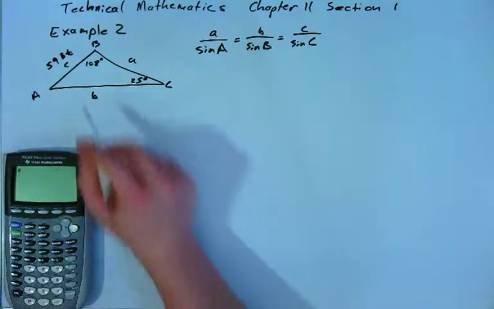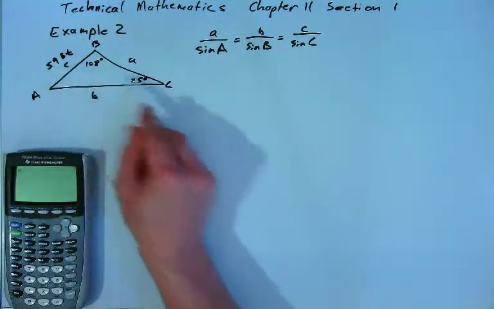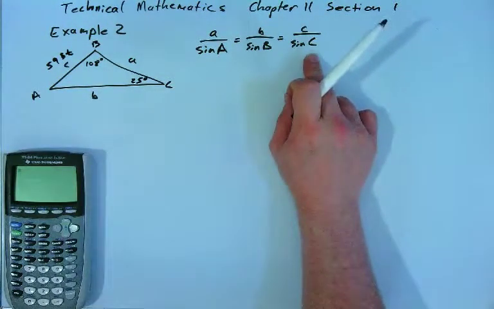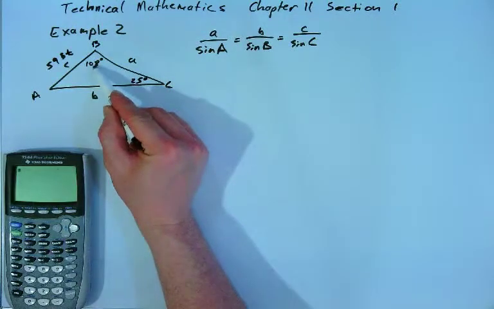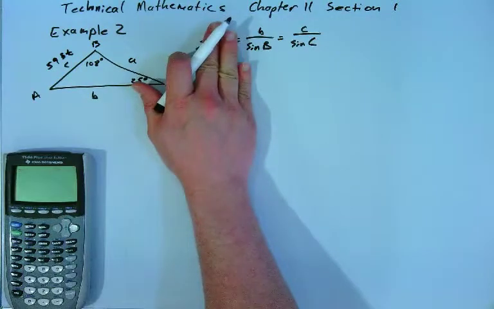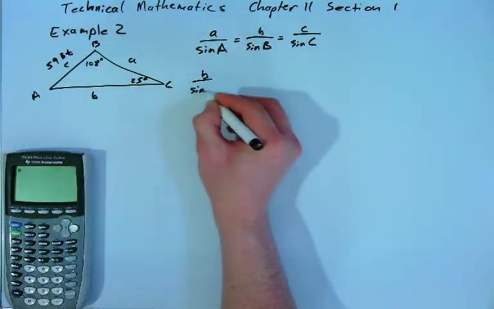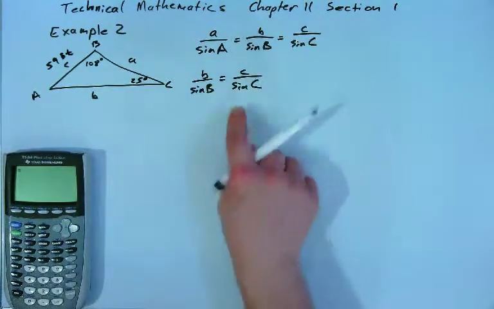And so again, we want to look for a side and an angle that we know the values for that are opposite of one another, so C. And we want to make sure that we use C in our equation. And the other piece of information that we currently know is angle B. And so we want to make sure that we use B over sine B is equal to C over sine C.